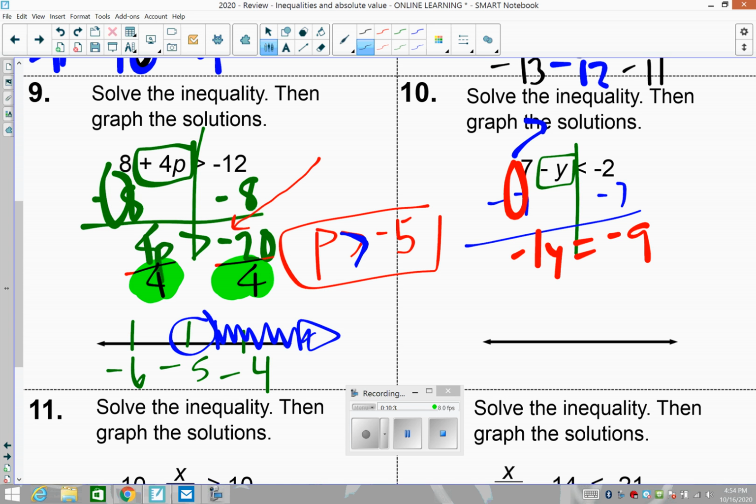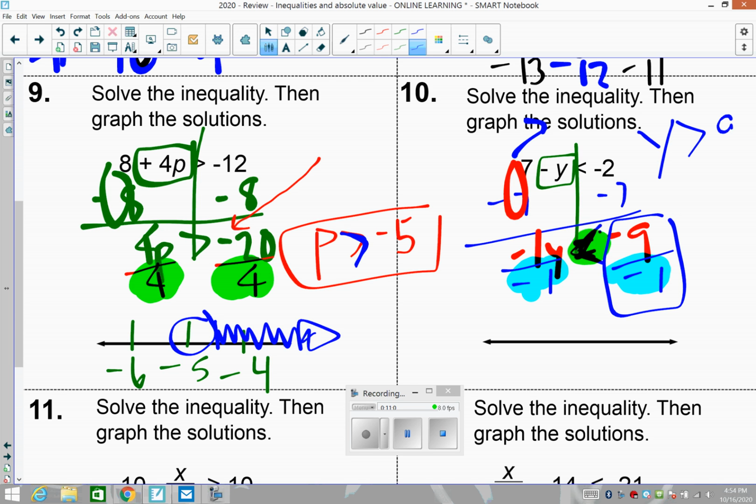So far I haven't multiplied or divided by any negative, so nothing to flip. Next step then would be to isolate. So I'm going to divide both sides by -1, copy, paste. Now, whoops, this is a less than sign. Now I just divided by a -1 on both sides, and because of that, I have to flip my sign. So this then becomes y is greater than, and a -9 divided by a -1 is +9.